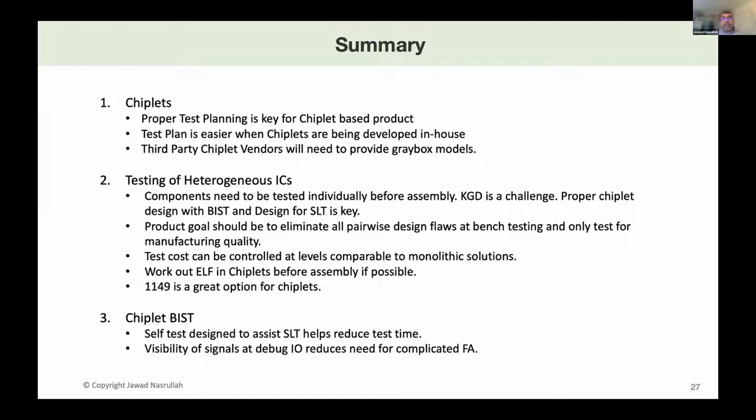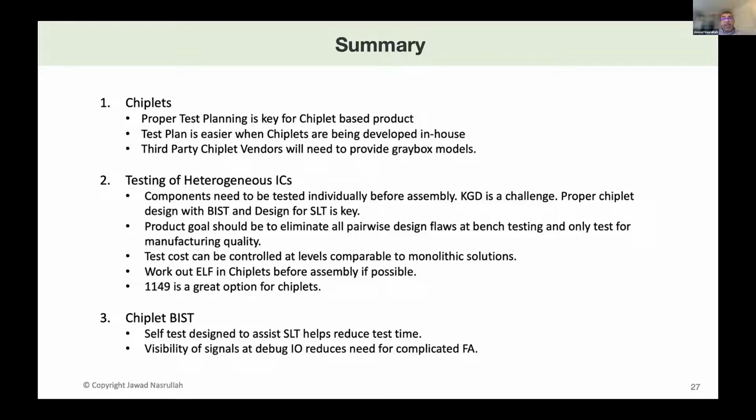So one big question that has come to me multiple times in the last 5 years is the test cost. And I have my data and reasons to believe that test costs with proper thinking can be comparable to monolithic solutions. There is a difference of opinion on that, but I have a strong belief in that, especially if you design early on for test. 1149 is a great option for chiplets. 1838, 1500, all of those will make it awesome.